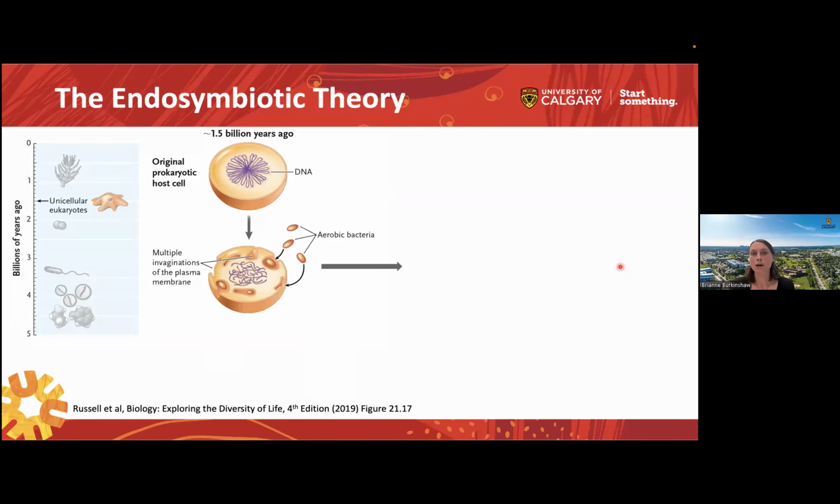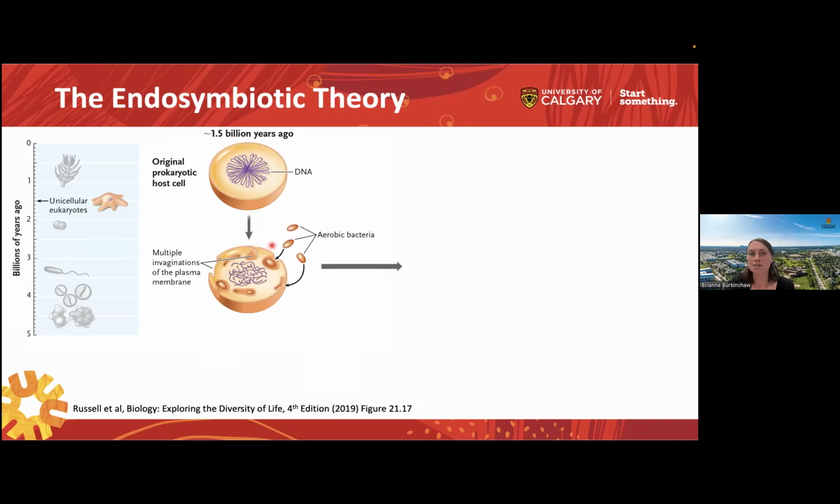So if we think about the word endosymbiotic, the term endo means within, and symbiotic is living together. So living together within. Okay, so if we start at the time scale here, you can see around 3 to 5 billion years ago, life was prokaryotic. And then starting around 1.5 billion years ago, we see that we begin to have unicellular eukaryotic cells. So we're starting here 1.5 billion years ago, life is prokaryotic, and we have this original prokaryotic host cell.